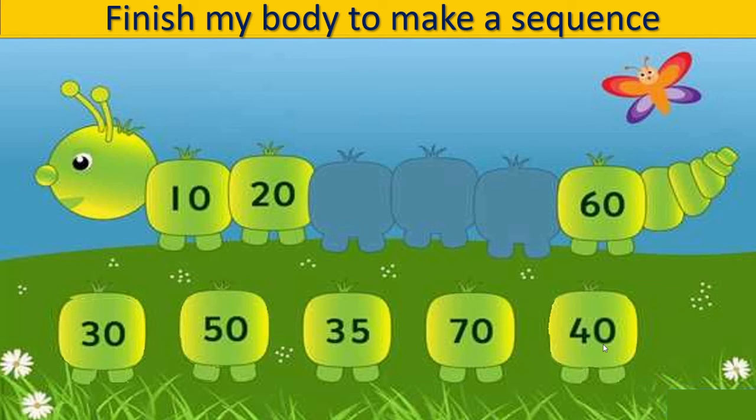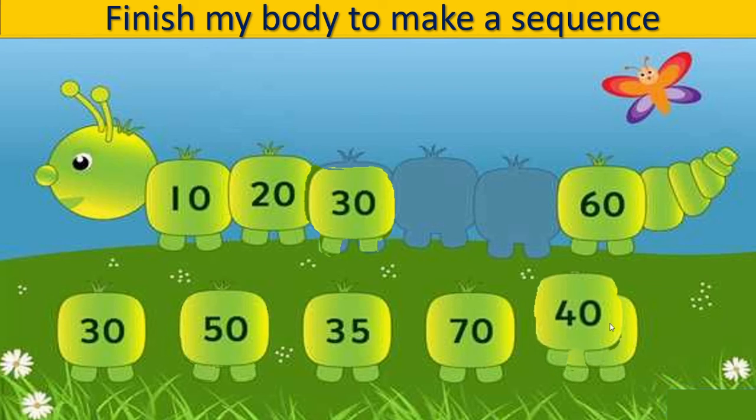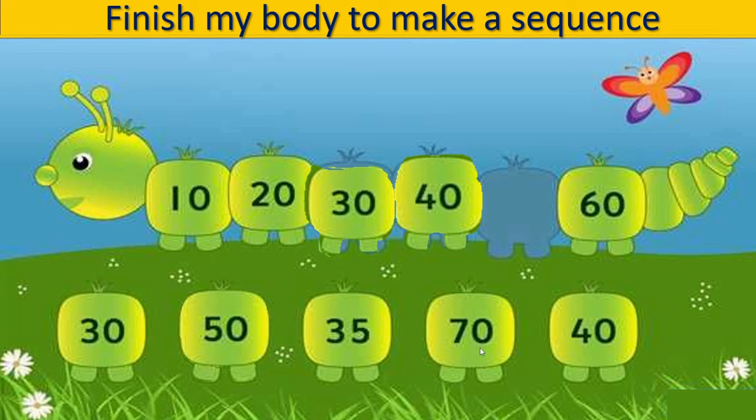This is an activity, okay? And 3 blank spaces are there. Then comes 60. So 10, 20. Very nice. Next will be 30. Correct. Next will be 40. Next 50. Then comes 60. Now caterpillar's body is ready to move, isn't it?